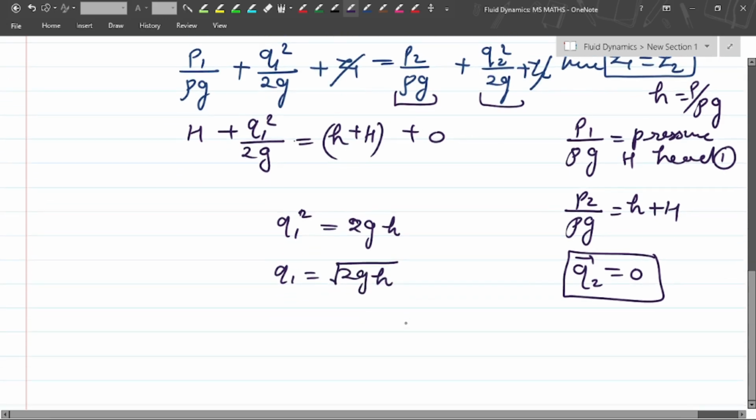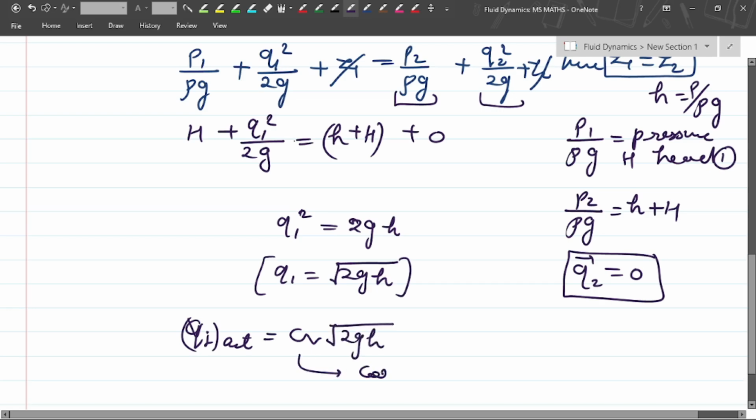Now here q1 is the calculated value. What is the actual q1? So q1 actual is basically Cv into root 2gH, where Cv is the coefficient of the Pitot tube. In the ideal case, this fluid velocity will not be 0, so there is some multiplication or some coefficient which we will use. So this is the formula of the Pitot tube.